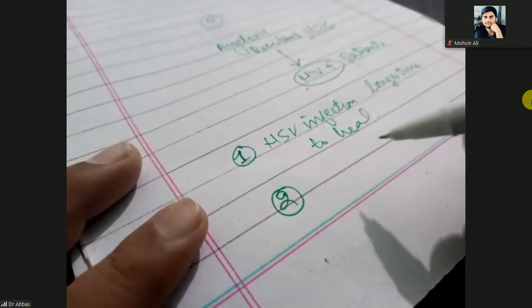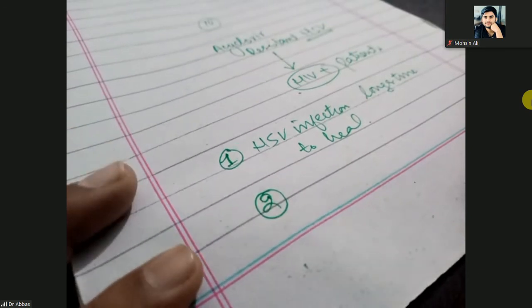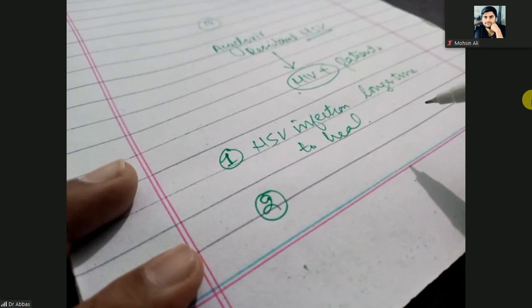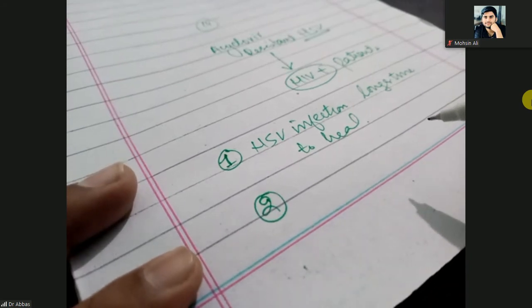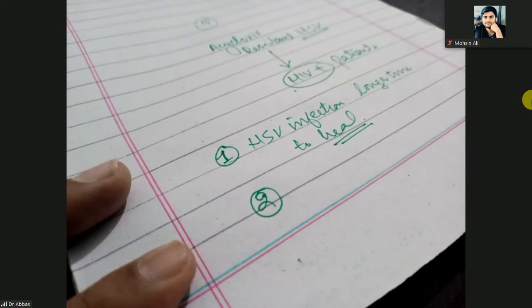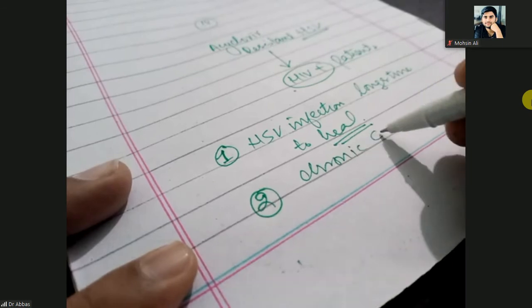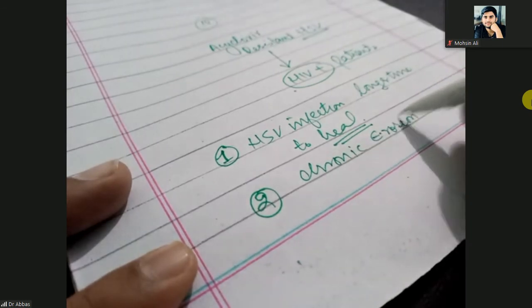Secondly, the period of asymptomatic shedding is very high. So this is the phase of chronic erosions. Lesions do not show any signs of healing, and the phase of chronic erosions will be present.